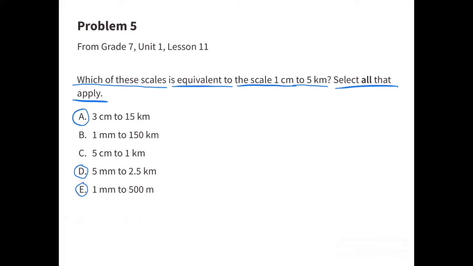E. 1 millimeter to 500 meters. That's equivalent to the scale of 1 centimeter to 5 kilometers. 1 centimeter divided by 10 equals 1 millimeter, and 5 kilometers divided by 10 equals 500 meters.